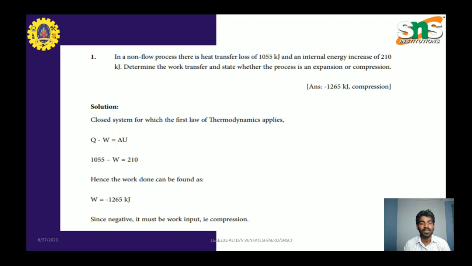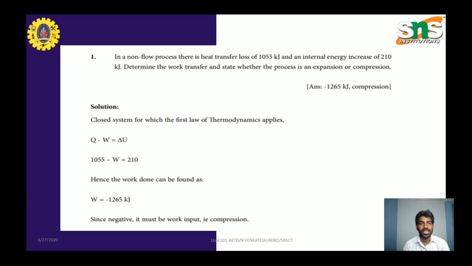Here is the solution. In a closed system, the first law of thermodynamics applies. So what is meant by a closed system? It means the flow properties will be confined in that system only. So from the first law of thermodynamics, Q minus W is equal to del U. Here Q is the heat transfer, W is the work done and del U is the change in internal energy. So from the given data, the Q value is 1055 kilojoule and del U, that is the change in internal energy, is 210 kilojoule. So we find the work done from this equation.